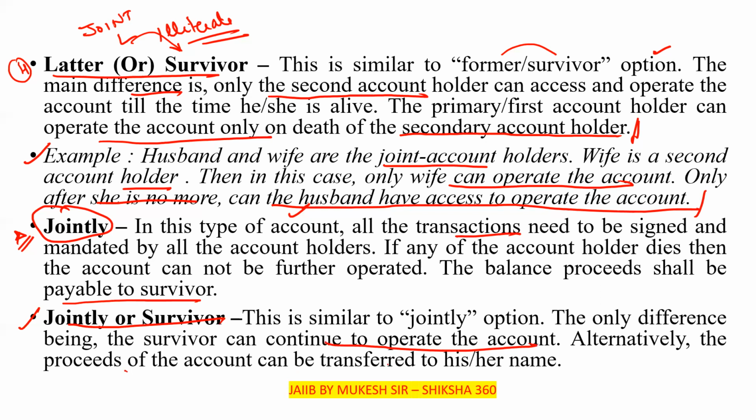Although the proceeds of the account can be transferred to his or her name. That transfer is also there in the jointly case, but in that account will not be proceeded further. But here in the case of jointly or survivor, the account can be proceeded further on the death of one of the persons.